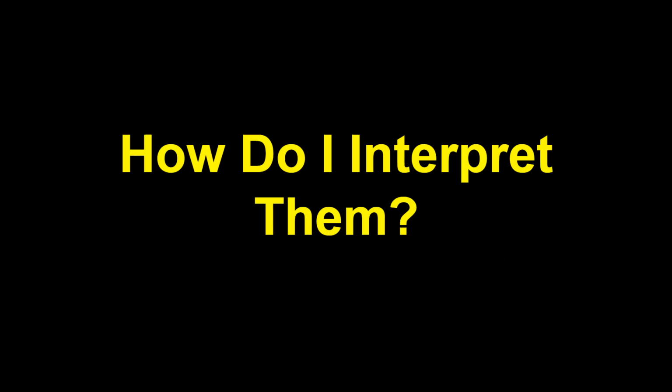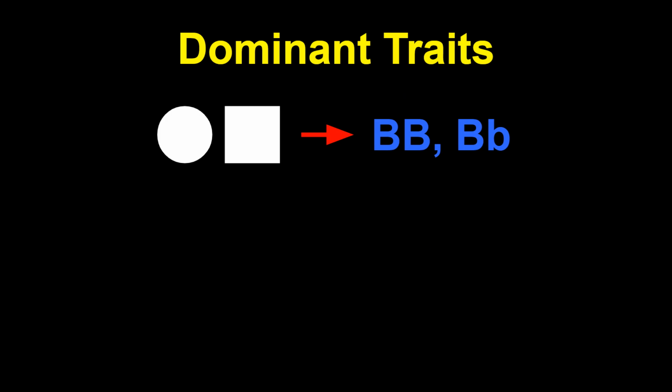So how do I interpret them? In other words, how do I look at what type of trait that we have here? So let's say we're looking at a dominant trait like brown hair. If that person is filled in, meaning that they have brown hair, since this is a dominant trait, they are either homozygous dominant or heterozygous. They have to have at least one of those dominant alleles.